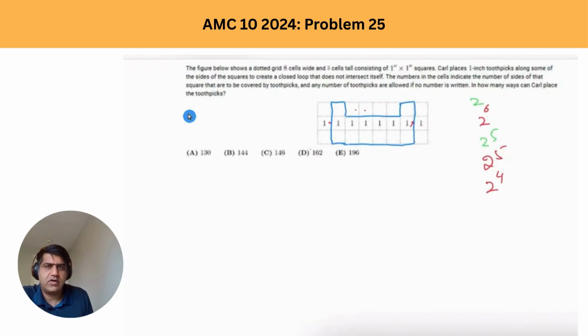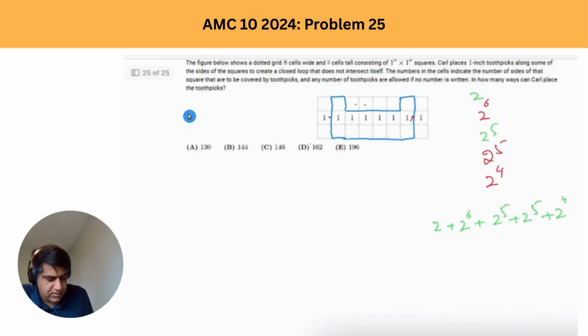So as I have already told you, based on those restrictions, the total cases are basically 2 plus 2 is 4, then 2 to the 6, plus 2 to the 5, plus 2 to the 5, and plus 2 to the 4. If we add them, then we'll get 146. So that is the answer for this problem.